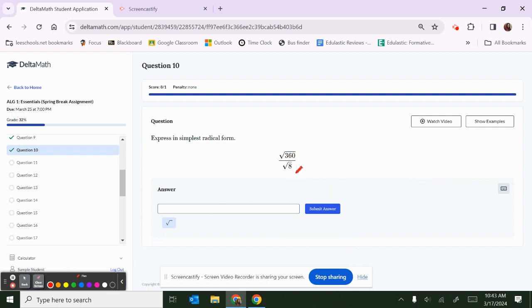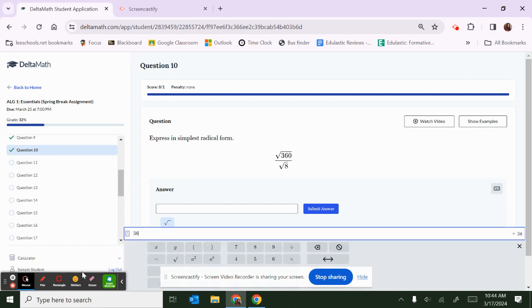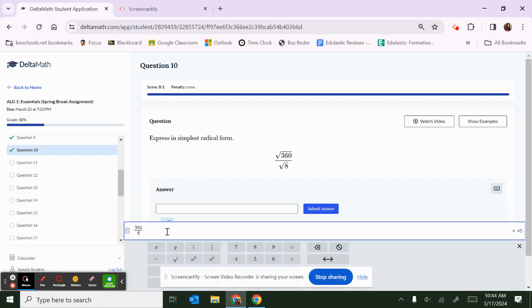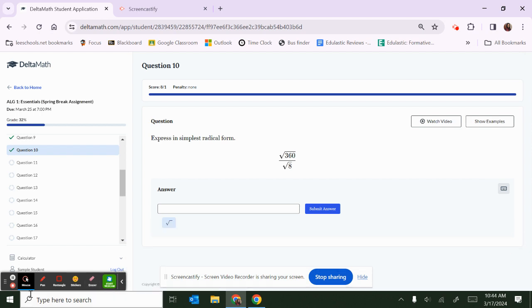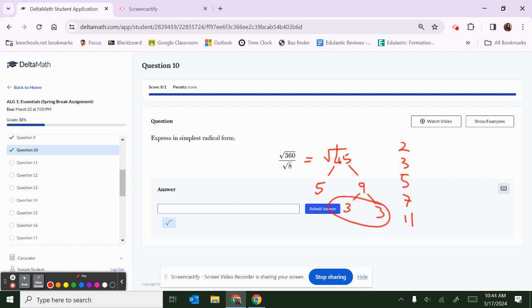All right. So 36 divided by 8. So this one I might use the calculator a little bit for. So 360, I mean, divided by 8 will give me 45. All right, so I need to simplify the square root of 45. So 45 I can divide by 5, and I get 9, and I can divide 9 by 3, and I get 3. So I have a pair of 3s, so I have a 3 on the outside, and then I have a single 5 underneath my radical.